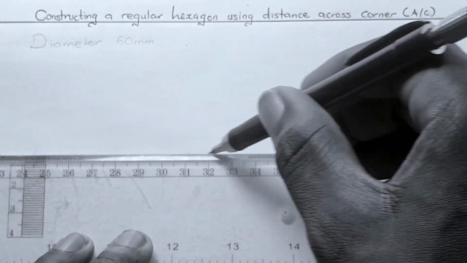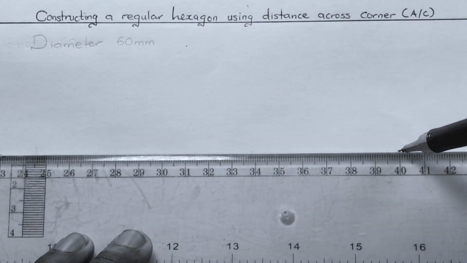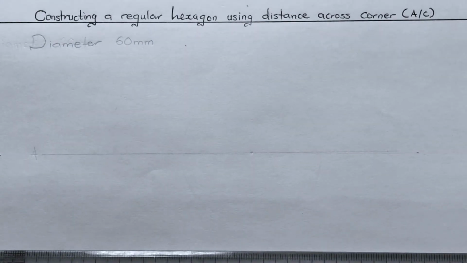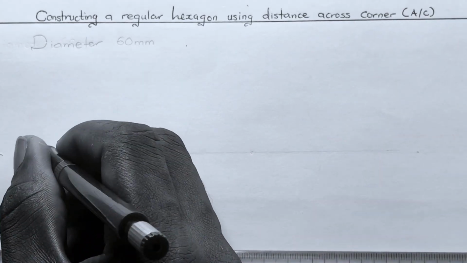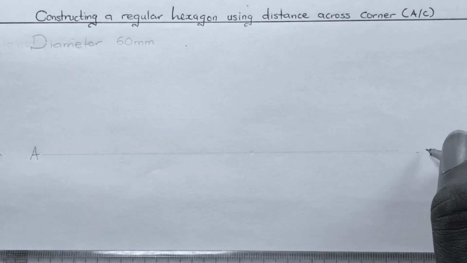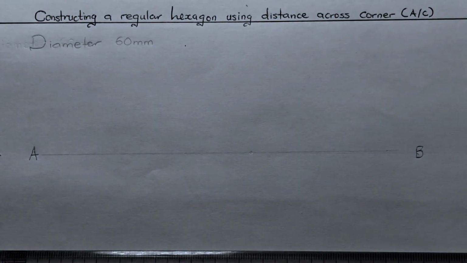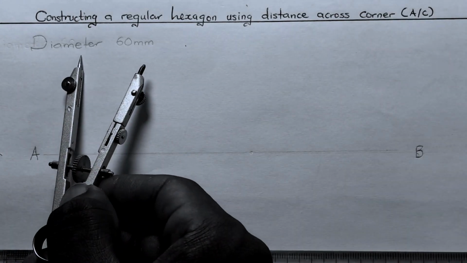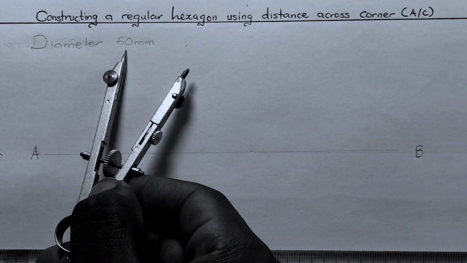AB extensively without any specific measurement. Line A, B. Okay, so the next thing to do is to draw a circle using the diameter 60 millimeters.